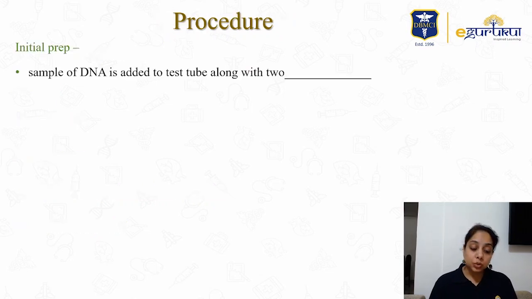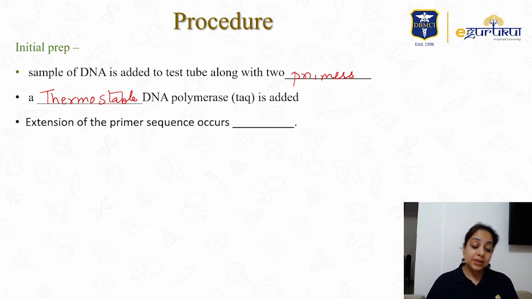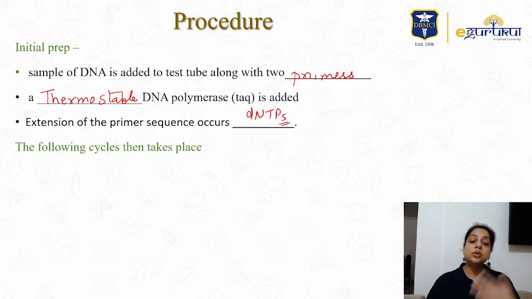Procedure: initially you do a prep in which the sample DNA is added to the test tube along with 2 primers. Then a thermostable DNA polymerase, or Taq DNA polymerase, is added to the sample test tube. Then the extension of the primer sequence occurs by adding dNTPs in the thermocycler, and the thermocycler has a set of cycles.